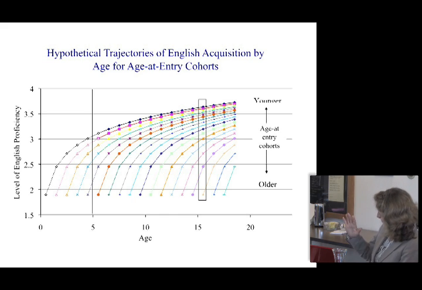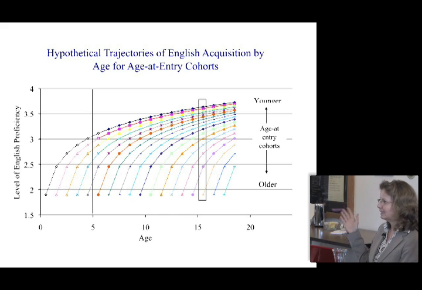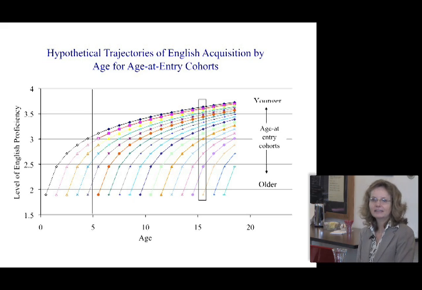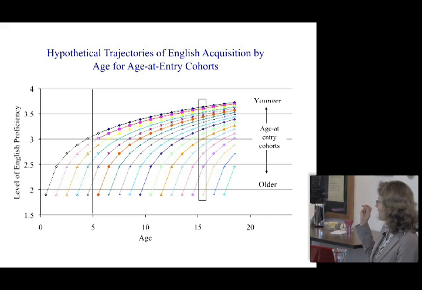In other words, the only thing that is driving the predicted level of English proficiency among these kids has to do with how long they've been in the States. This is the same curve over and over again. And this curve reproduces all the results that have been found in previous literature.